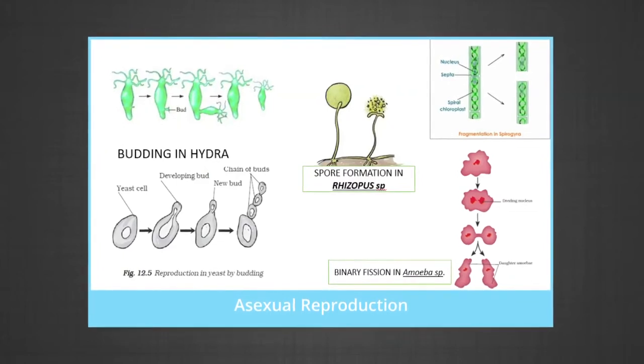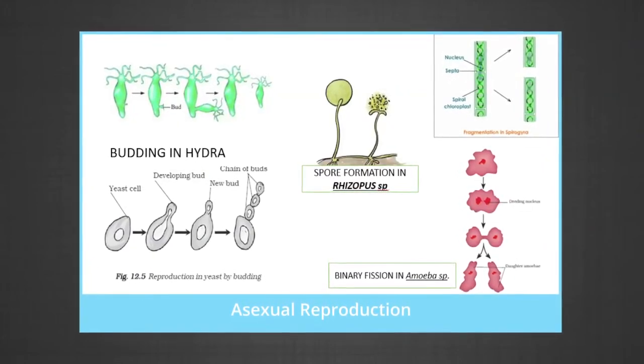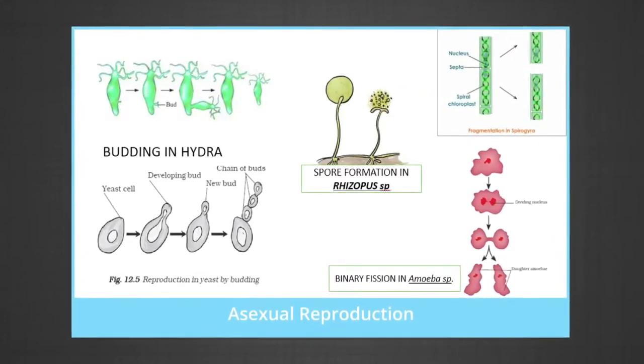In unicellular organism, the parent cell just divides into two daughter cells. This division is called as mitosis, and it's also called as fission. In planaria, it regenerates. It's one of the organisms which shows true regeneration.